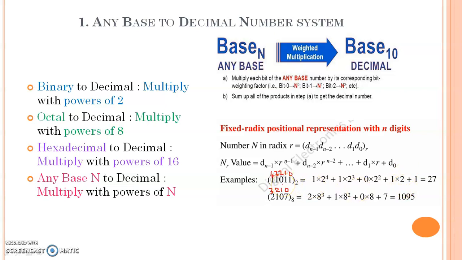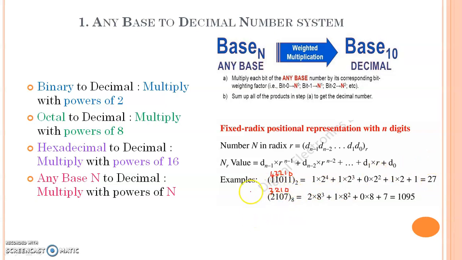Next is 0 into 2 raised to 2, because your weight is 2 raised to 2, plus 1 into 2 raised to 3 plus 1 into 2 raised to 4. That is, your positions range from 0 to n minus 1, here 0 to 4. So multiplying and adding up the products, you will get the corresponding decimal value of this binary number. So 11011 is nothing but 27.